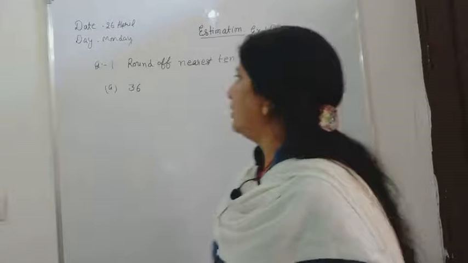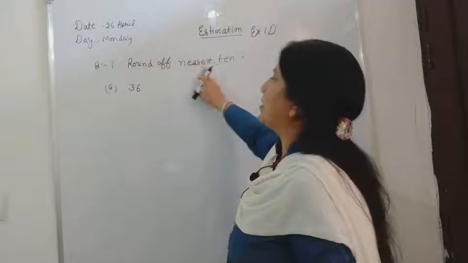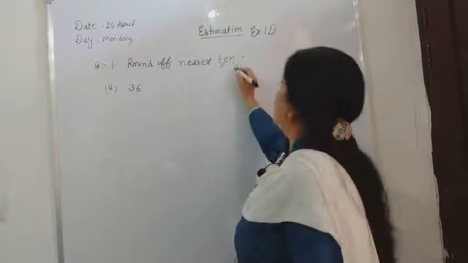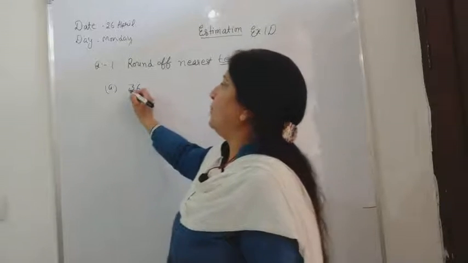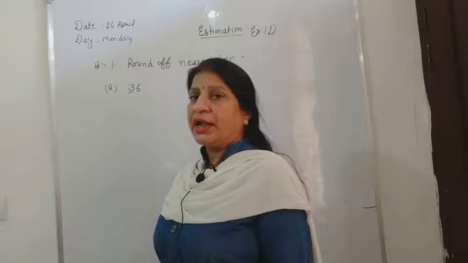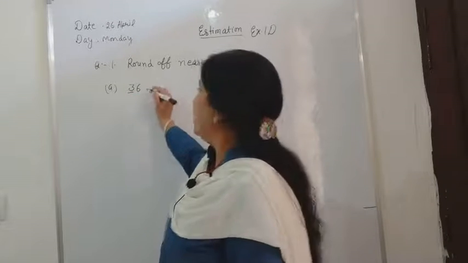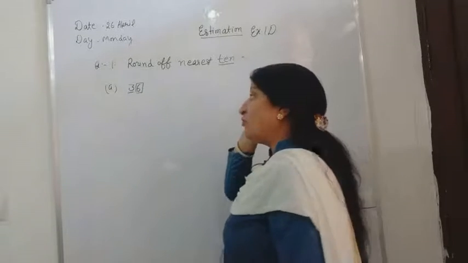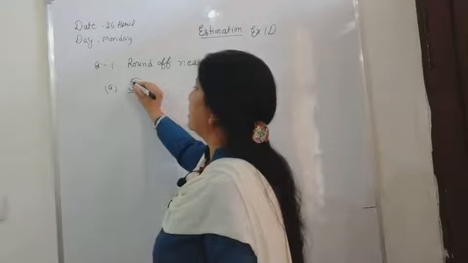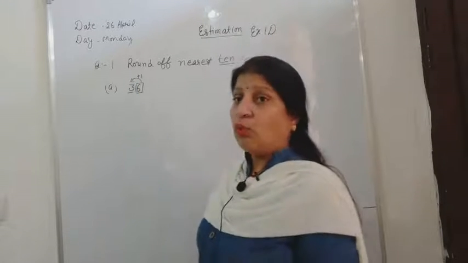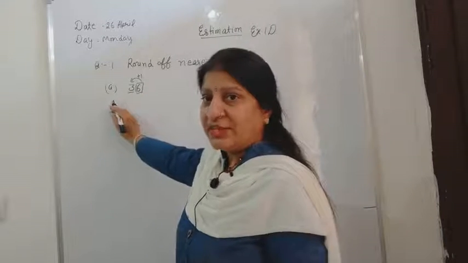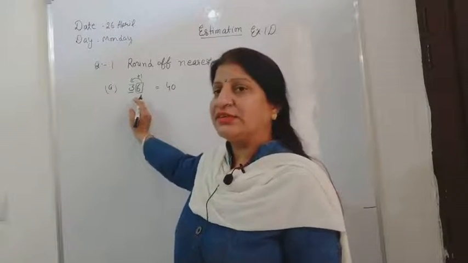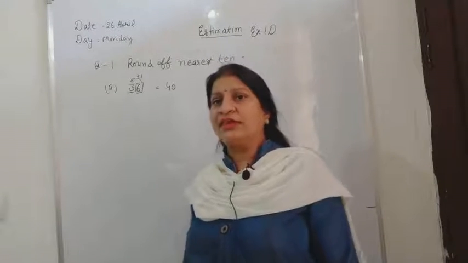Now in question number 1, it is given: round off to the nearest 10. Part A, 36. We have to round off to the nearest 10, so we underline the tens place. This is 3, and we make a box at the ones place. This is 6. Now we see that this 6 is greater than 5. So we add 1 to the tens place digit, and our number becomes 40. We replace the ones digit with 0, and our answer is 40.